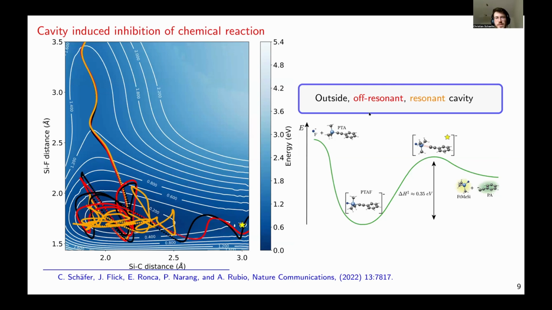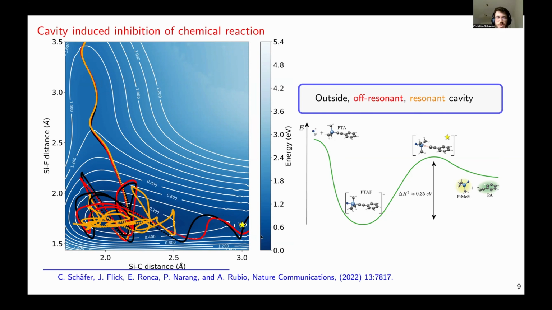And then at some point, the outside-the-cavity and off-resonant configurations cross the transition state and break the silicon carbon bond, which is the reactive bond in this case. Yeah. However, if you're on resonance with the cavity, then you see that you stay trapped in this local minimum. So something is the cavity doing here to kind of inhibit crossing this transition state.